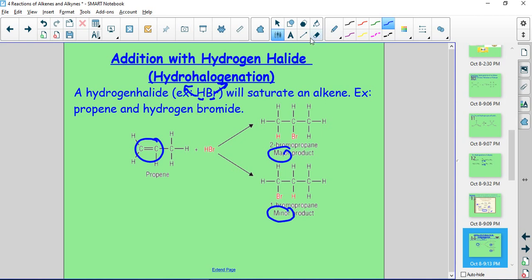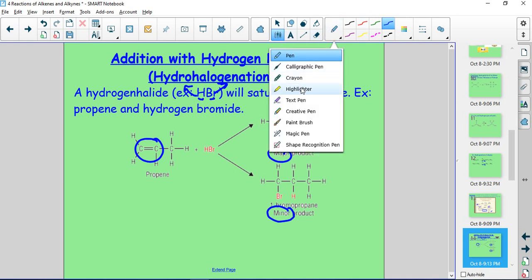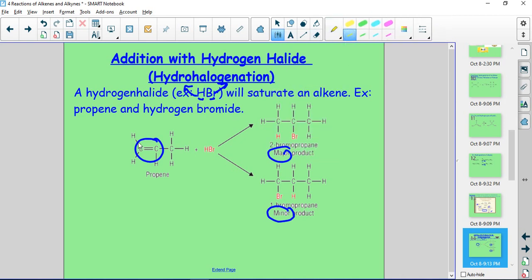This carbon here, let's take out a highlighter. Okay, this carbon has 2 hydrogens, 1, 2. This carbon has 1 hydrogen. So the carbon with the most hydrogens will get another hydrogen. So let's go to our pen. The hydrogen, I do have that selected. Okay, the hydrogen will go here.